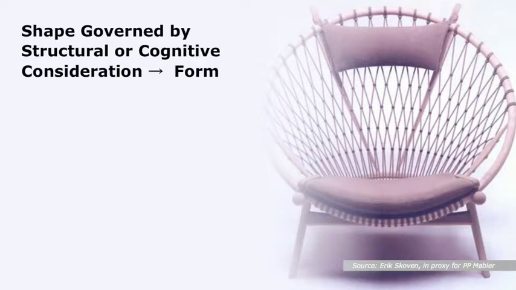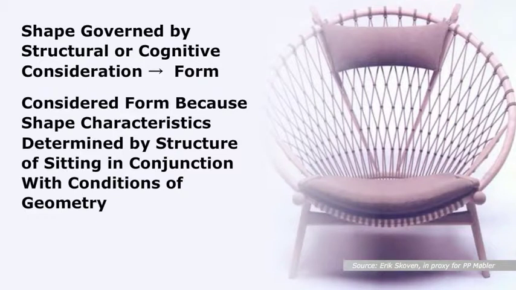We differentiate form in our minds as we perceive the activity of sitting in a chair. The circle chair, designed by Hans J. Wegener in 1946, is considered form because its shape characteristics are determined by the structure of sitting in conjunction with the conditions of the chair's geometry.